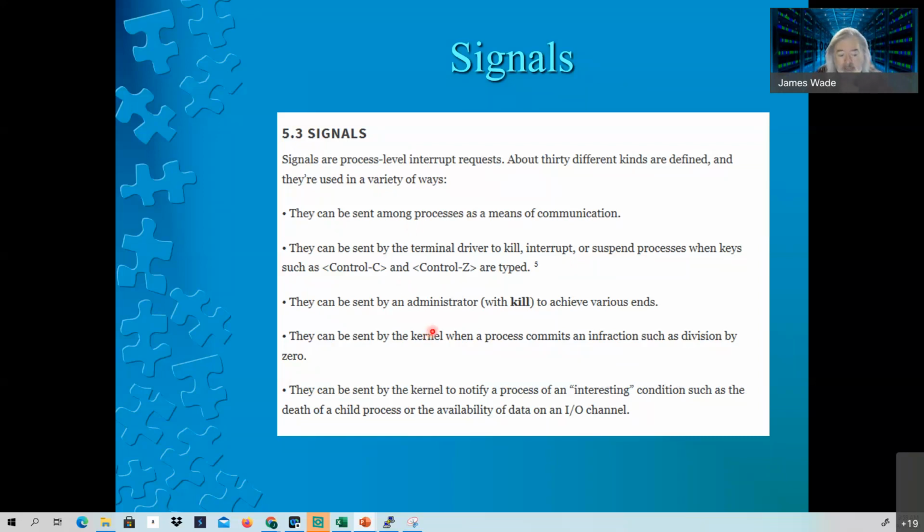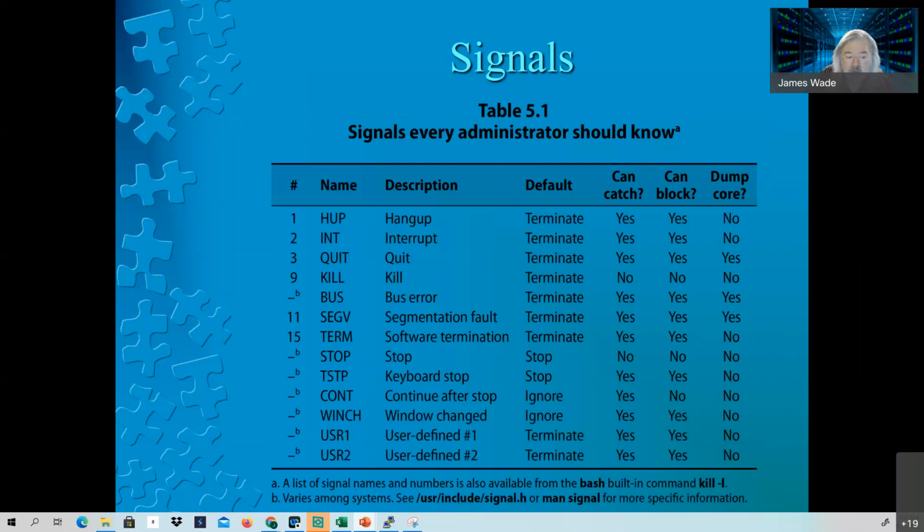They can be sent by the admin, like with a kill command. And they can be sent by the kernel itself. The operating system can send a signal to that process. And they can be sent by the kernel to notify a process of some bad condition as well, like the death of a child process. Here's some of the signals. HUP, meaning hang up.